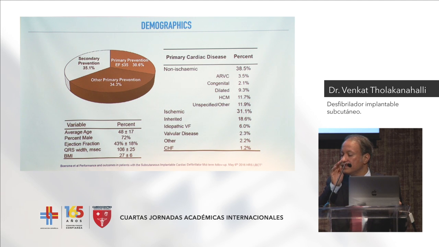The demographics in the studies done for the SICD in this particular cohort: the primary cardiac disease was non-ischemic in about 38.5% and ischemic in about 31.1%. And there was a whole host of other conditions in which the subcutaneous ICD was used in this particular study.